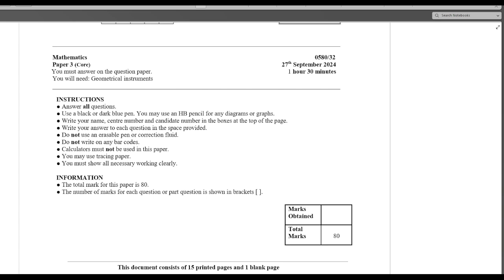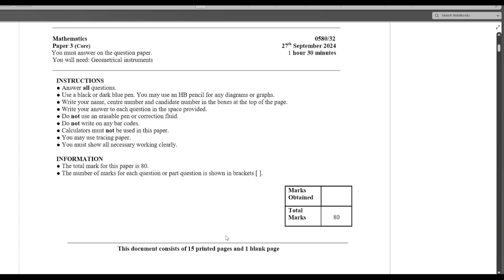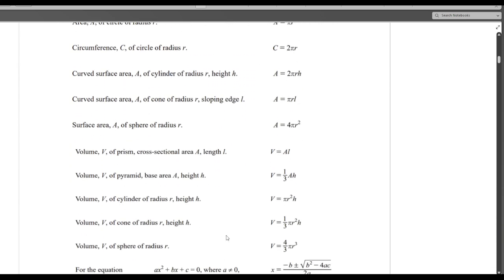Hello everyone. Let us discuss paper 3. This paper is calculator based paper. Now before you begin the paper, first read the instructions. Now let us start with the first question.